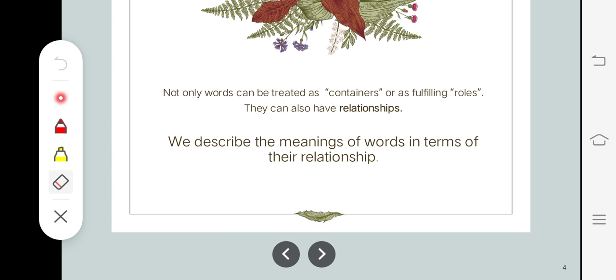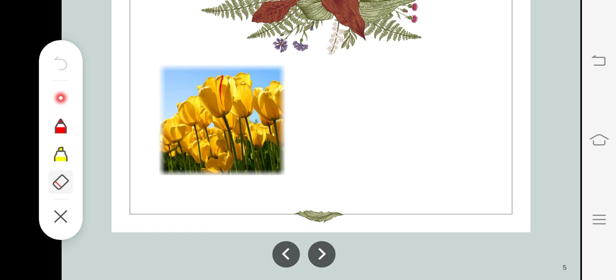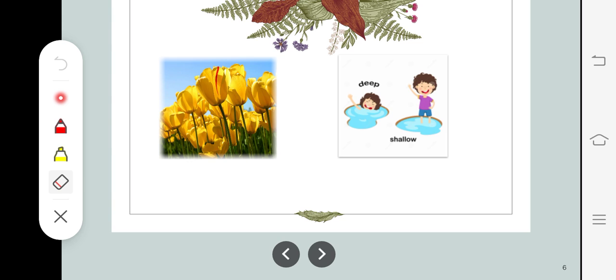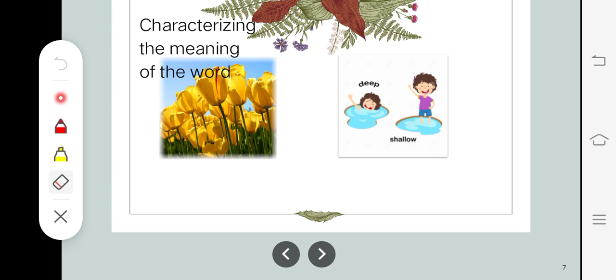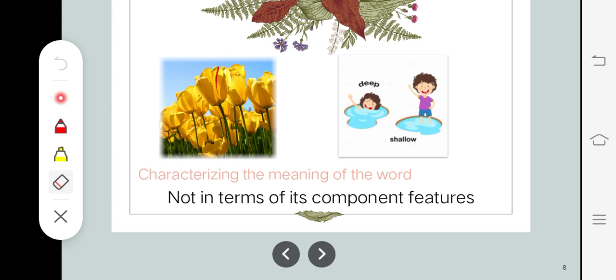So, for example, if you were asked to give the meaning of the word tulips, you might reply, "Oh, tulips. It's a kind of flower." Or the word shallow, you might reply, "It's the opposite of deep." By doing this, guys, you are characterizing the meaning of a word not in terms of its component features, but in terms of its relationship to other words.